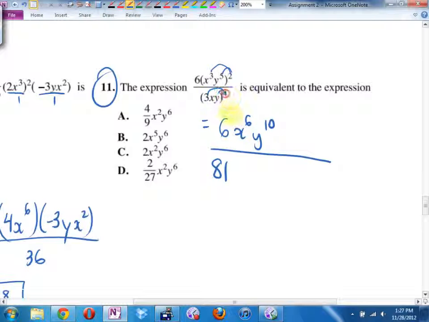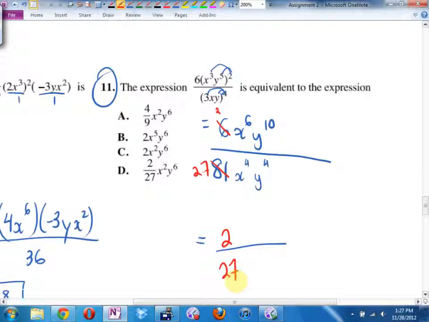And then, who asked this one? Marcus or Brody? Who asked number 11? Oh, Marcus. And then it's going to be x to the 4th, and y to the 4th. Have I taken care of the powers to a power, the exponents outside brackets? Okay. Now, numbers 6 over 81. I think 3 goes into each of these. I think I can divide by 3, divide by 3. I think I'll get a 2 on top and a 27 on the bottom.